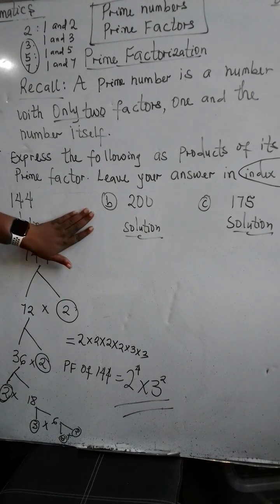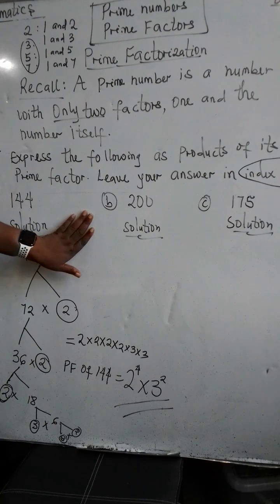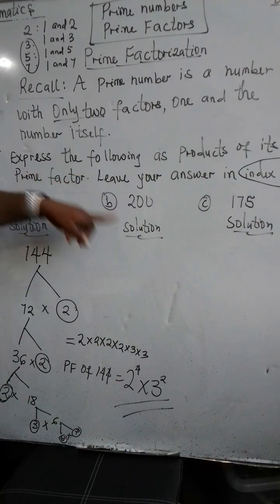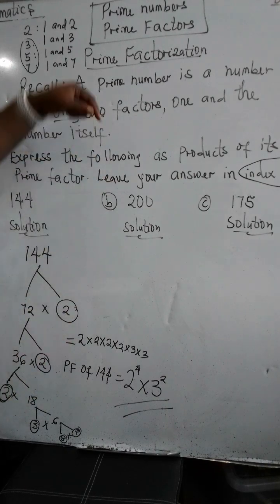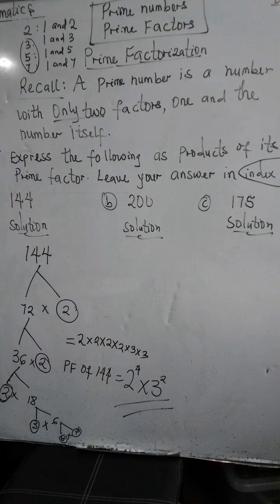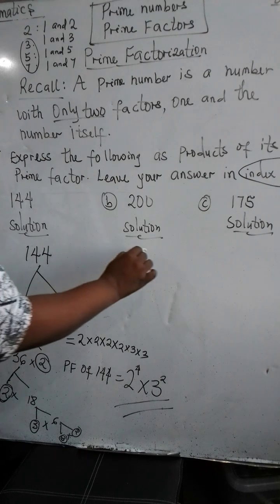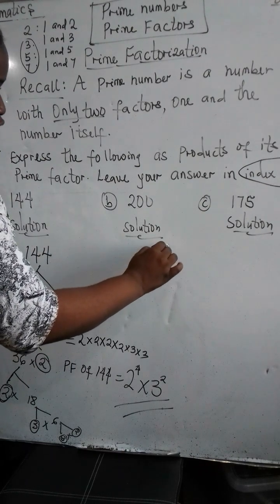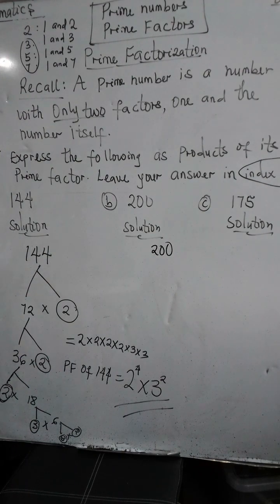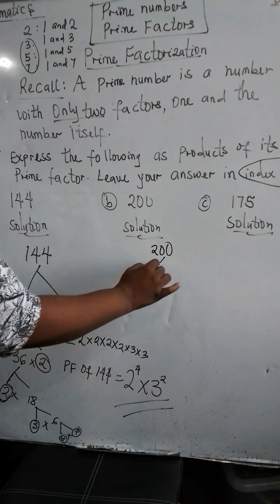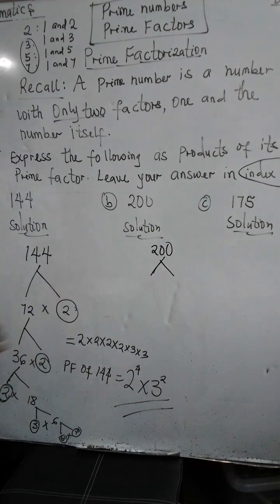Okay, the next. Here we have 200. We are also going to do the same thing. We're going to express 200 as product of its prime factors. I'm expressing 200 now as product of its prime factors. Exactly what I did with 144 is what I will do for 200. And what is that?